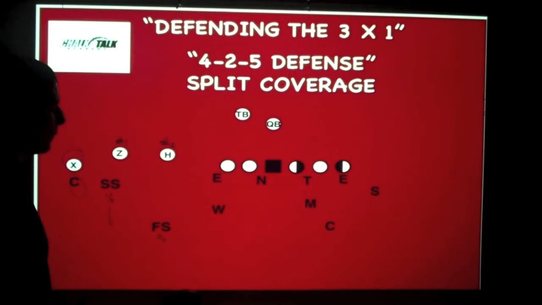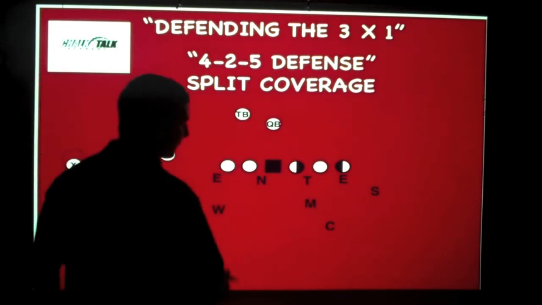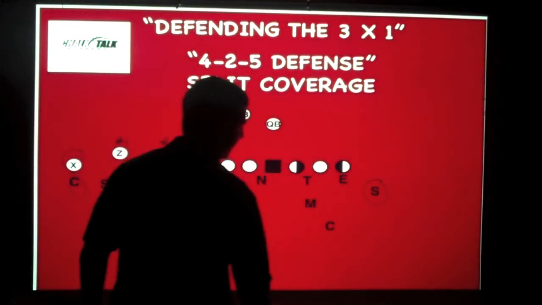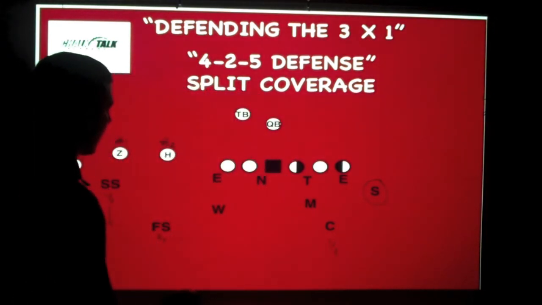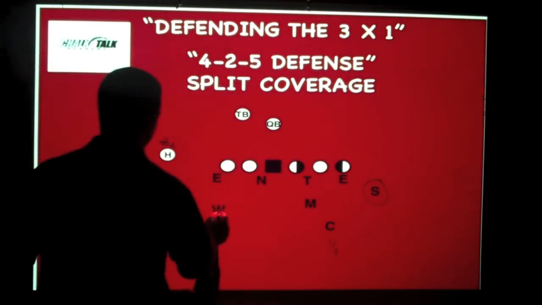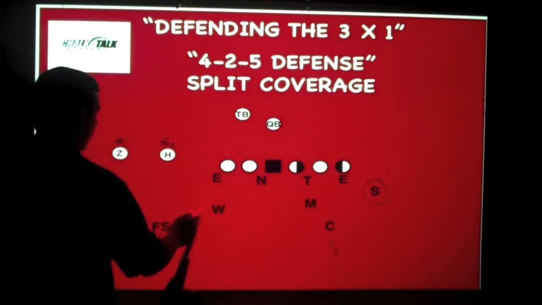So it's a split coverage. They still got their 6 in the box. They've got a good leverage defender right there. And now this corner is going to play half, and he's going to line up at 8 to 9 yards. So this guy would end up being a middle hook curl dropper right here.